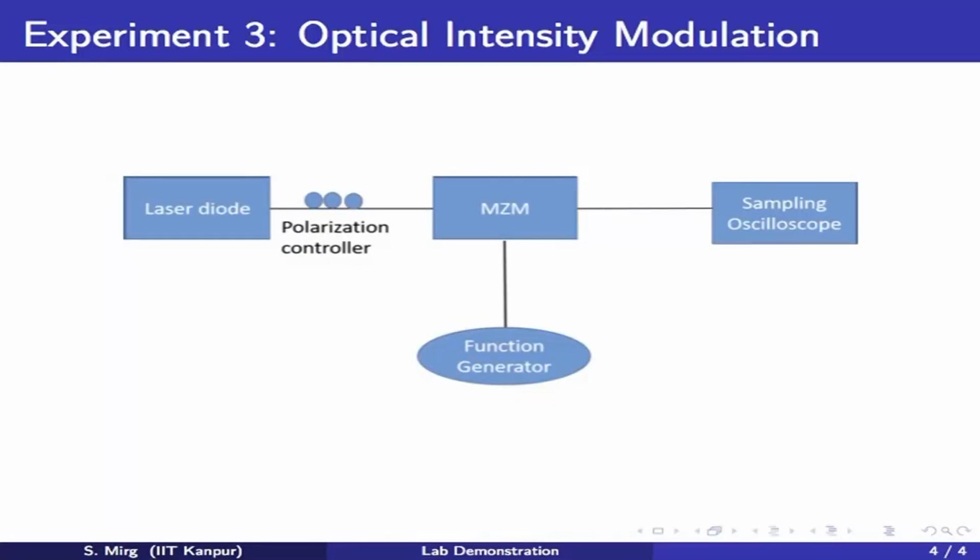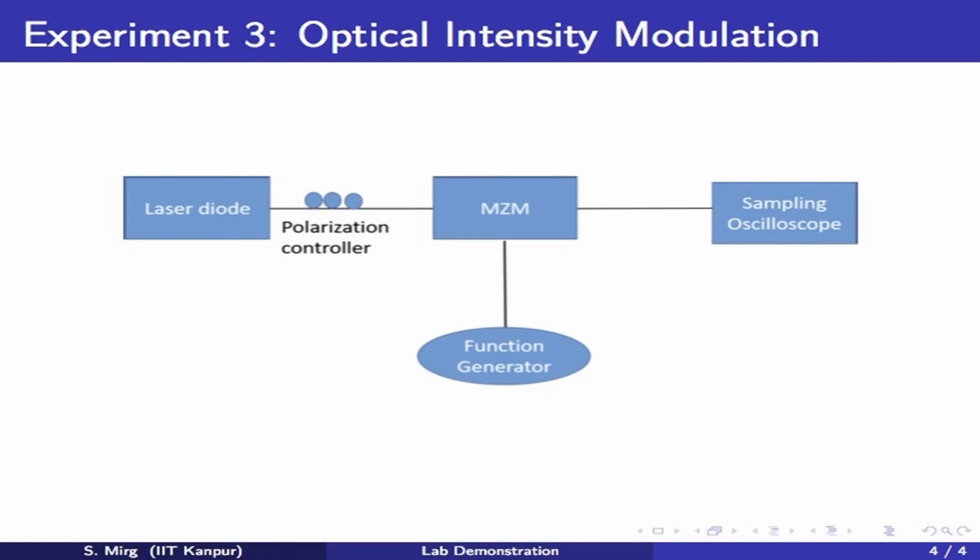As you can see on your screens, we have the final setup, which contains a laser diode, a polarization controller, an MZM, which is a Mach-Zehnder modulator, which has an RF input from the function generator, and a sampling oscilloscope. So we would like to give an introduction before we proceed to actually see these components.